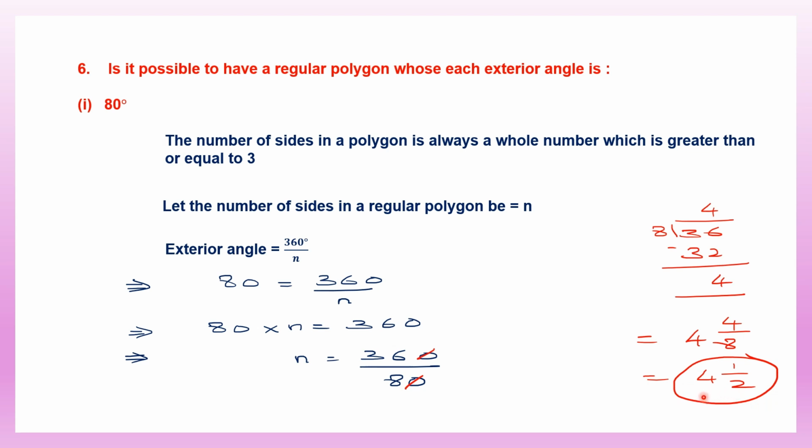Can you have a polygon with 4.5 sides? We cannot have a polygon like that. So here it's not possible to have a regular polygon whose exterior angle is 80 degrees. The answer is no.